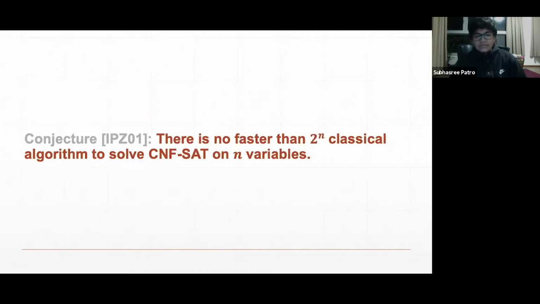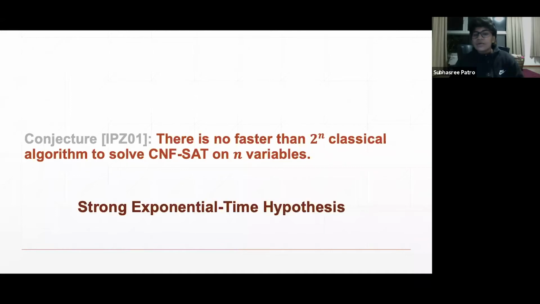To understand this gap better, in 2001, Impagliazzo, Zane, and Paturi conjectured that there might not be any faster than 2 power n classical algorithm to solve CNF SAT on n variables. And they called it the strong exponential time hypothesis, which, when abbreviated, is called SETH.